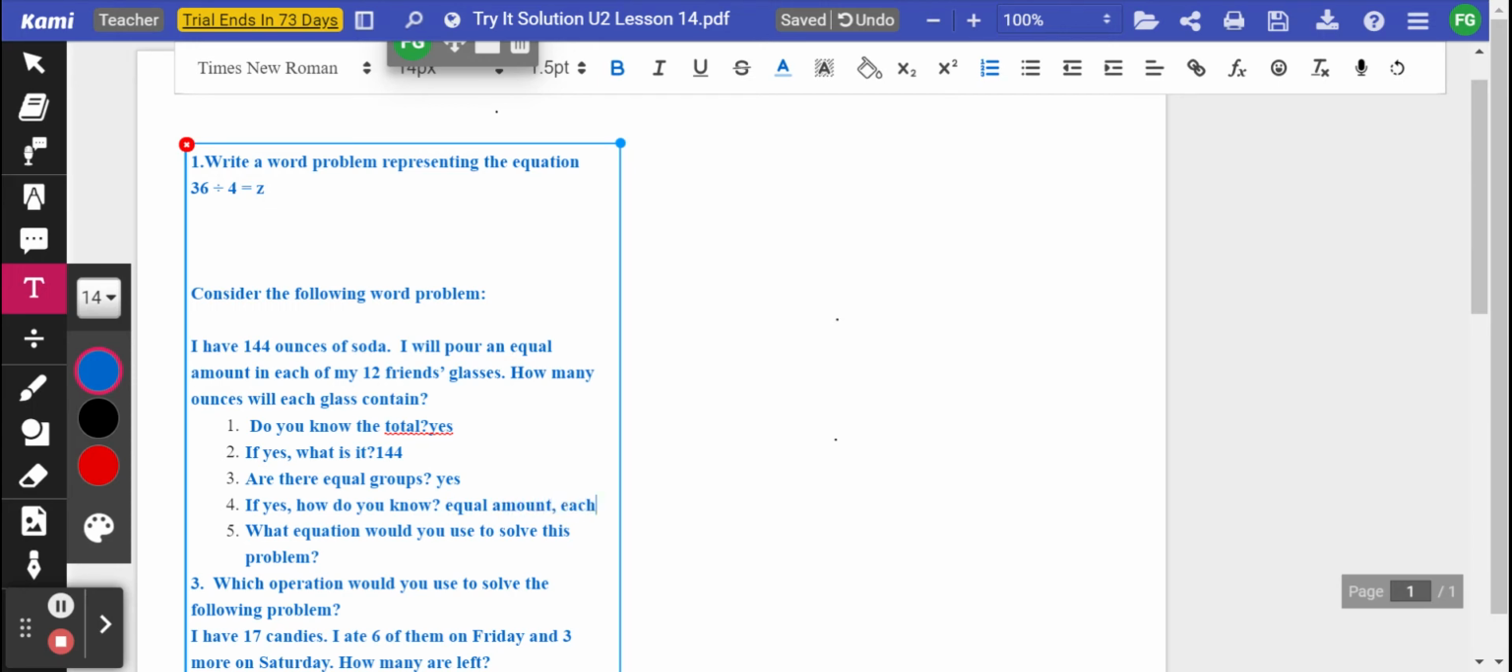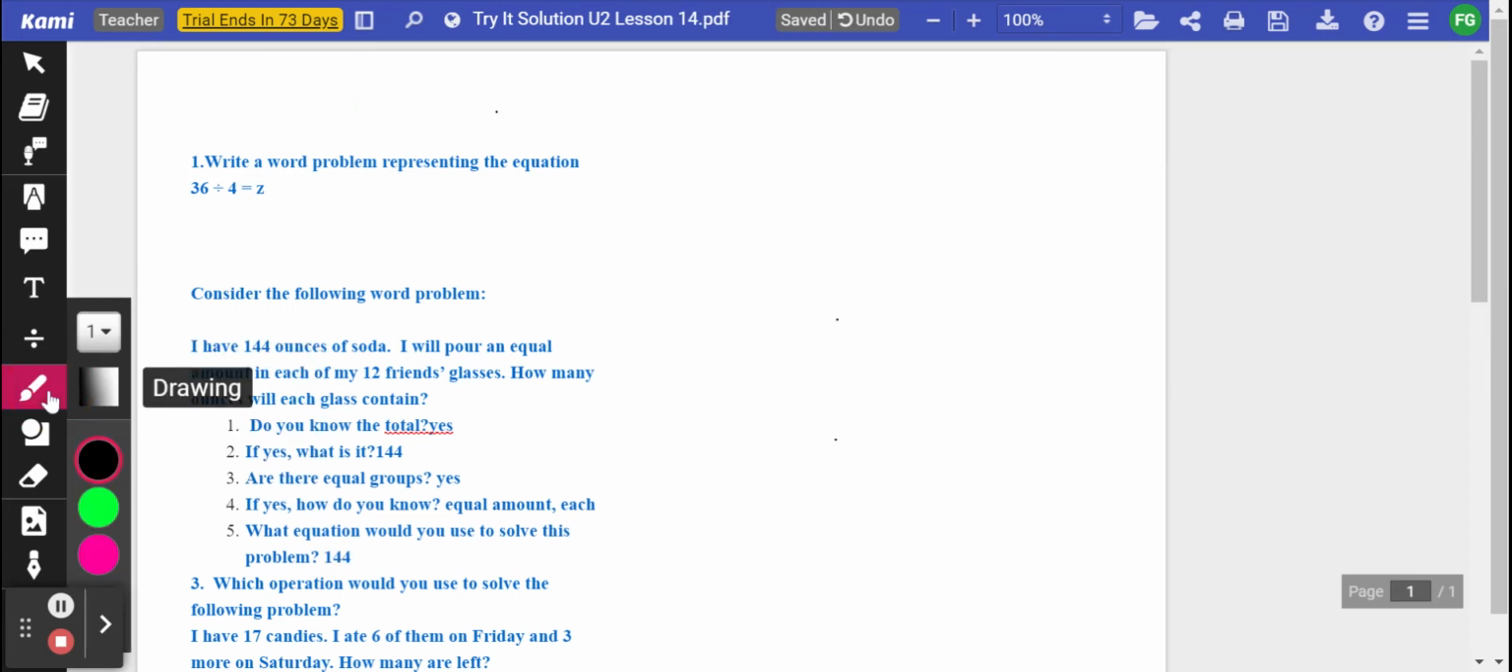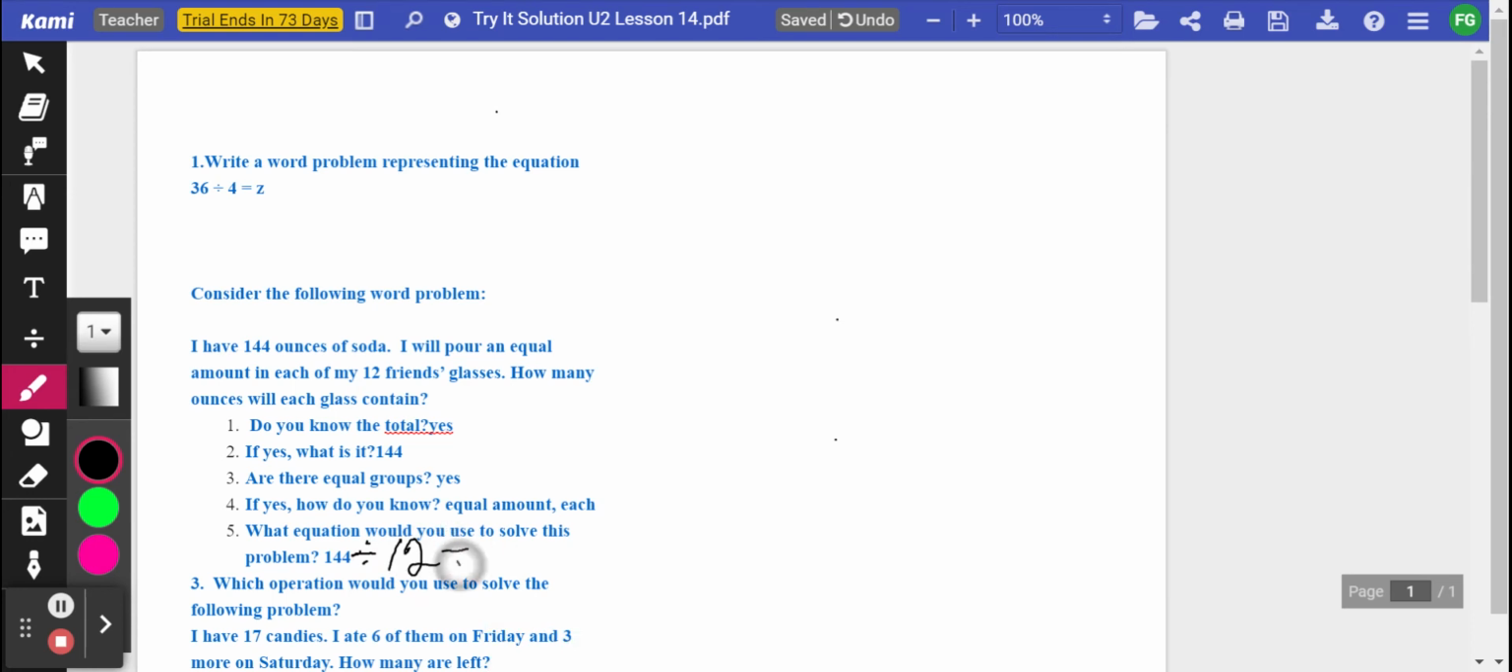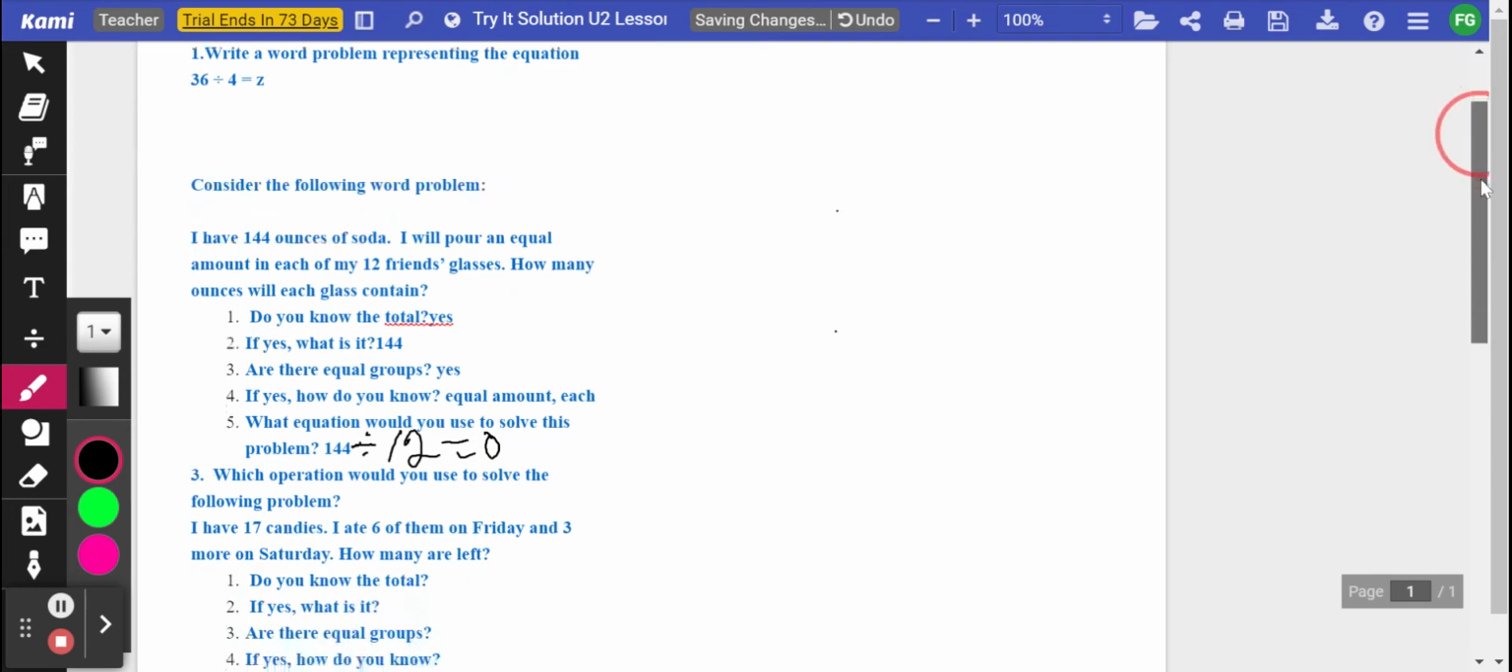Okay, what equation would you use to solve this problem? You would have 144, and then it's going to be divided by 12. So for your equation, you would have 144 divided by 12, and then you would set it equal to some variable, whatever you wanted to do. I'm going to put an O there for ounces. You can use any lowercase letter you want, though.